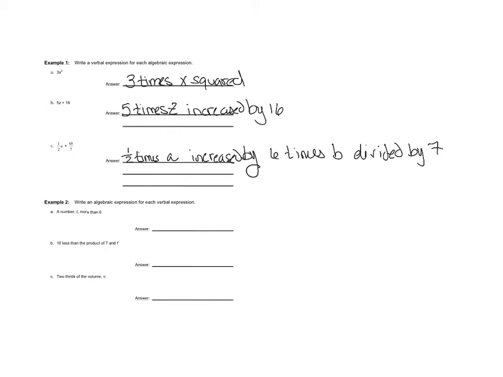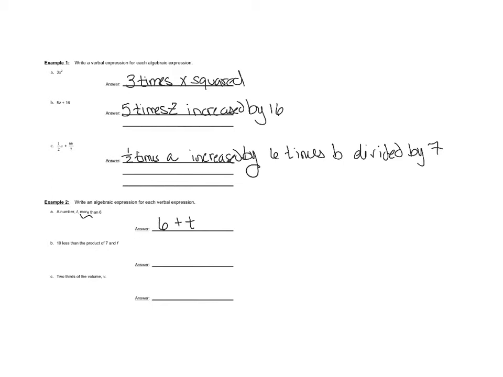Okay, now the reverse of that. Example 2, we're going to write an algebraic expression for each verbal expression. So a number t more than 6. So that would be 6 plus t. A number more than 6, or added to 6, or you could do t plus 6.